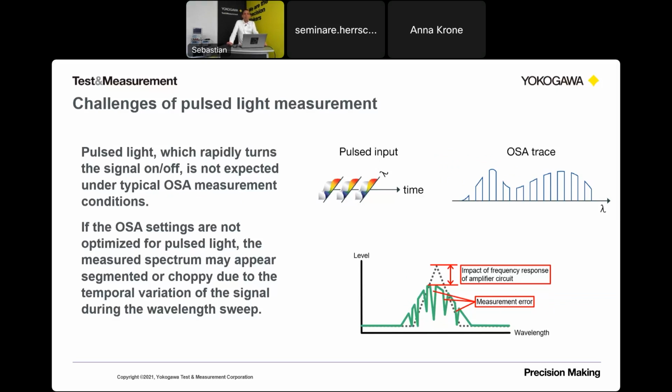When you have pulsed light, it may lead to a segmented spectrum, or it may lead to measurement errors due to interference with the amplification circuit of the spectrum analyzer. And when you do not take appropriate measurement techniques, the measured spectrum may appear segmented or chopped due to the temporal variation of the signal during the wavelength sweep.